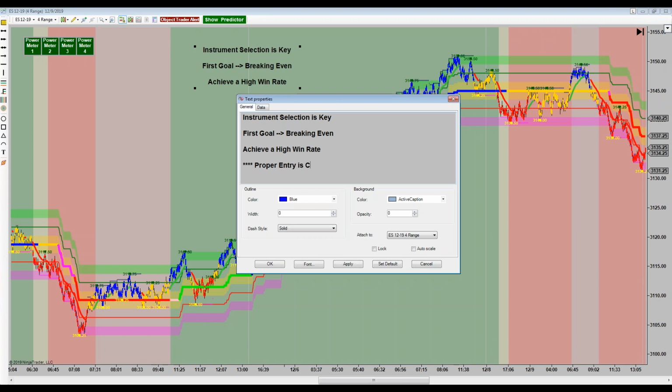In fact, I would go so far as to say it is critical. Let's assume you get this all down and you're starting to get your win rate up. You've figured out what instrument you like, whether it's crude, gold, ES, whatever. So you're starting to sort this out, because these are intertwined. Instrument selection, becoming profitable, a high win rate, and getting good proper entries are all intertwined with each other.